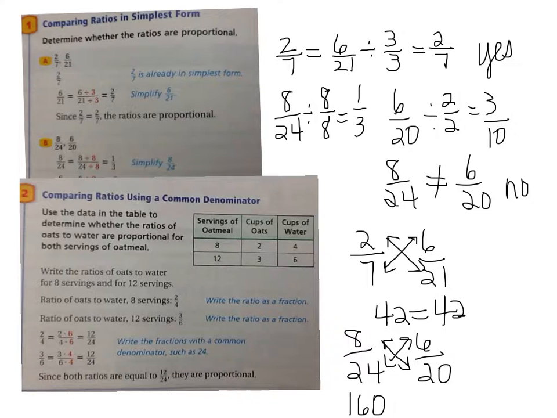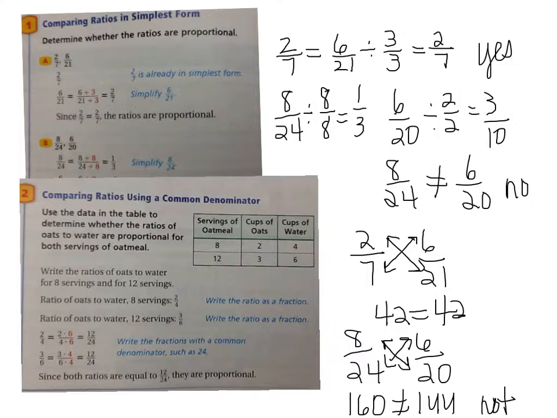What is the cross product of 6 and 24? You can do the break apart strategy. Go 20 times 6, 120. Go 4 times 6, which is 24. Go 120 plus 24 is 144. Do they equal each other? No. You would say not proportional. All right, look at the next one.